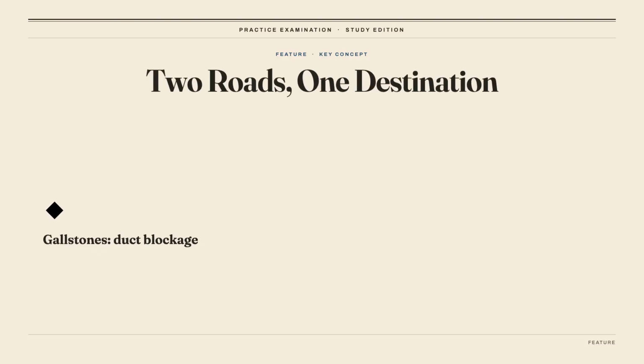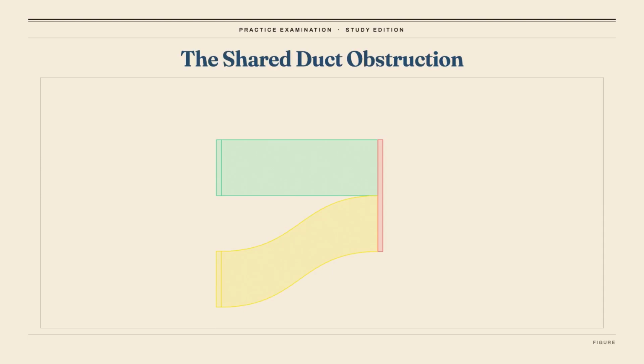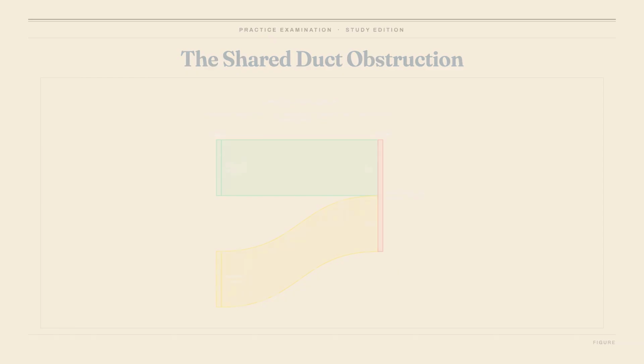Gallstones cause disease through an anatomic accident. A stone impacts the shared duct, raising pressure and letting bile reflux into the pancreas. Alcohol works differently, directly damaging acinar cells and triggering premature enzyme activation. Both roads end at the same result, enzymes turning on inside the pancreas itself. A single gallstone lodged at the ampulla of Vater can block both the bile duct and the pancreatic duct at once, since they share this final common pathway before draining into the duodenum. That shared anatomy is the entire reason gallstones cause pancreatitis.